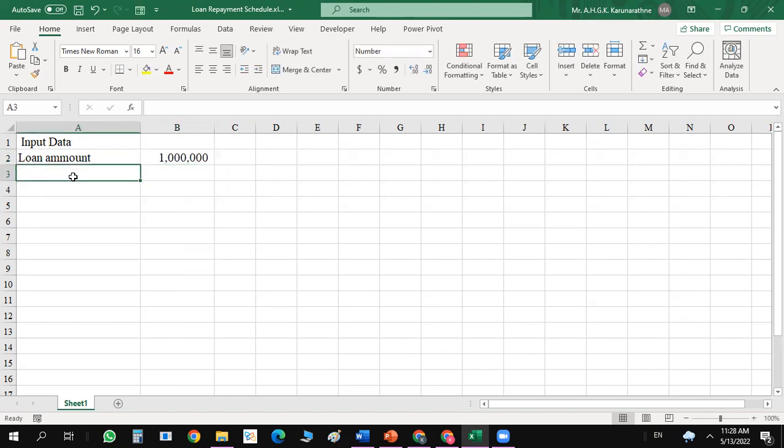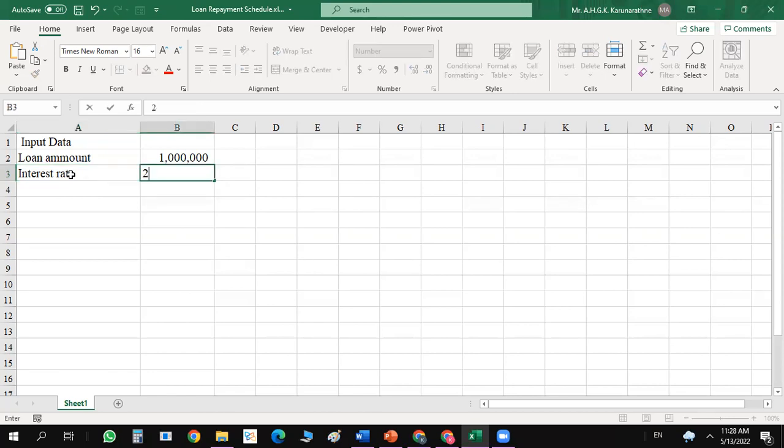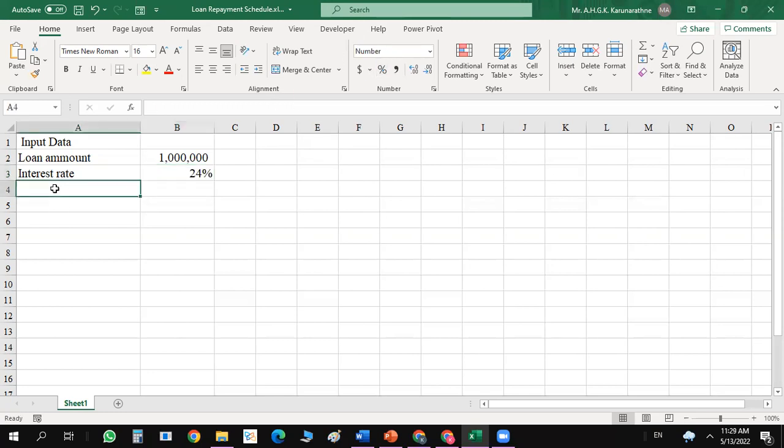And then we have the interest rate we have negotiated with the bank. Nowadays interest rate is very high. Let's say it is 24%. It's a very high rate these days. Then we'll take the repayment period, loan period or whatever. Repayment period, let's say 5 years.